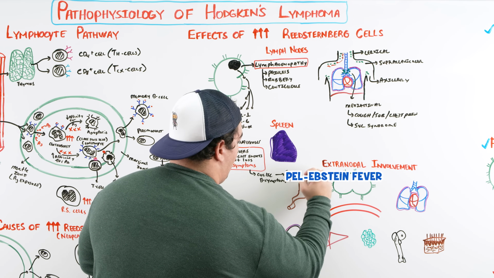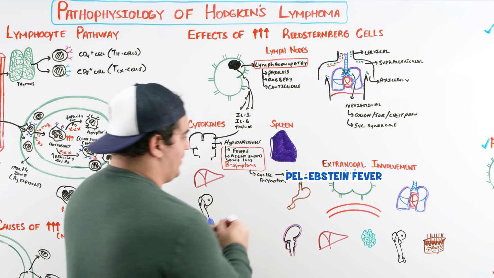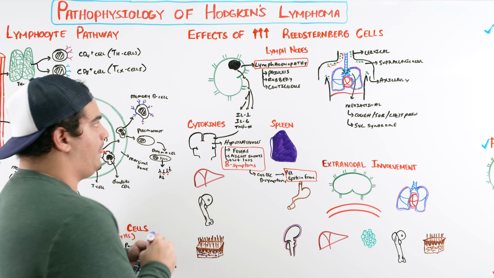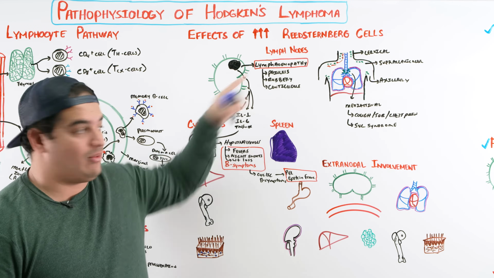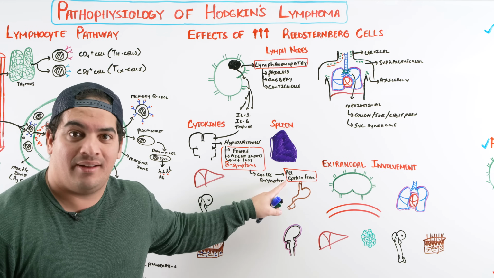Pel-Ebstein fevers. This is more of a cyclical process of these fevers. So just remember that as well, okay? So far, we have lymphadenopathy in these particular areas that is contiguous, painless, rubbery. We have B symptoms that can be continuous or periodic Pel-Ebstein fevers.